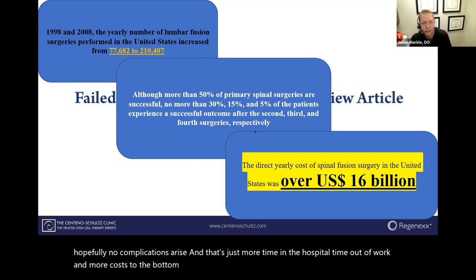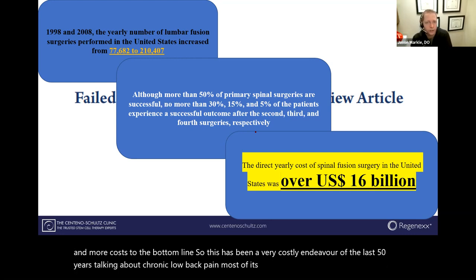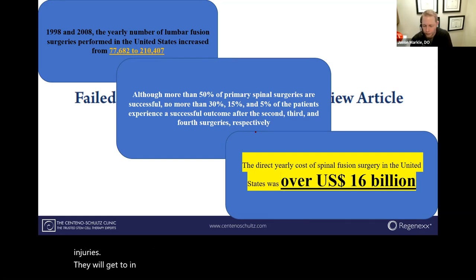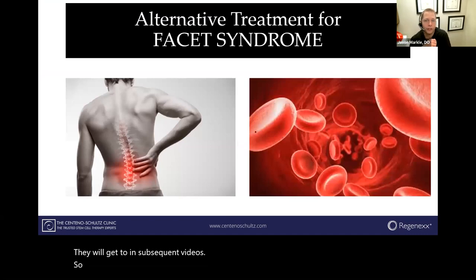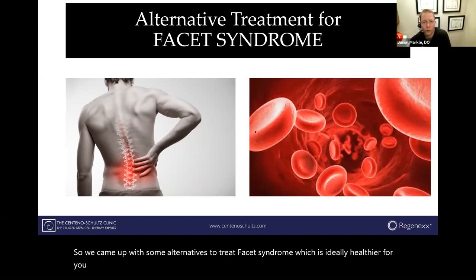So this has been a very costly endeavor over the last 50 years, talking about chronic low back pain. Most of it's from Facet Syndrome, and some disc injuries that we get to in subsequent videos. So we came up with some alternatives to treat Facet Syndrome, which is ideally healthier for you and long-term can avoid the progression of the disease, preventing the need for that fusion.